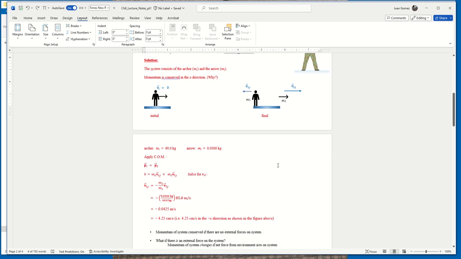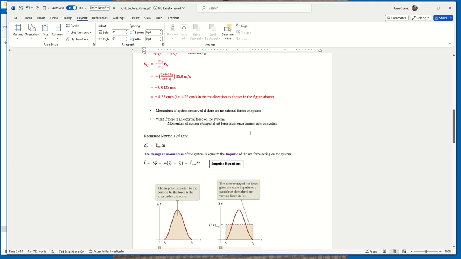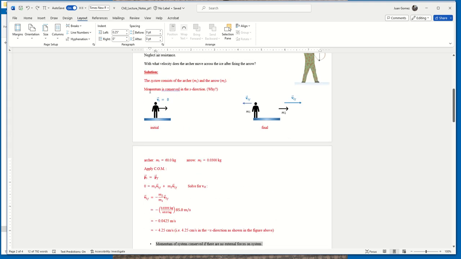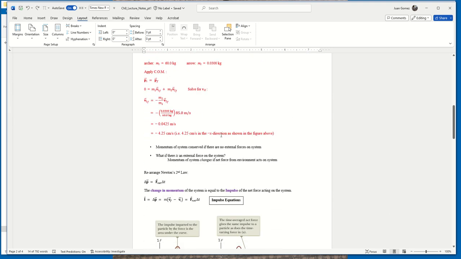Okay, now a question would be, momentum's conserved if there are no external forces acting on the system. But remember, when we say that, the qualifier is, momentum's a vector, so we mean in a specific direction. For example, momentum can be conserved in the x direction, but not the y direction, or vice versa. So when we say that, we're saying a specific direction.